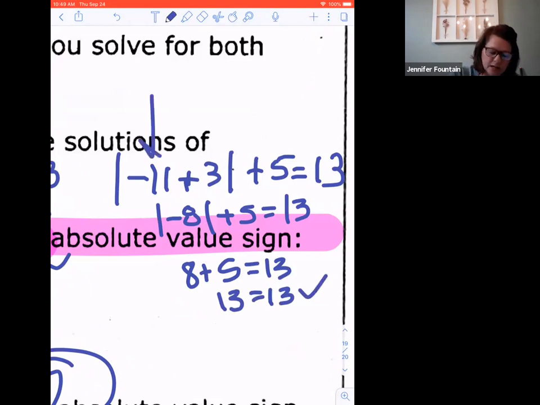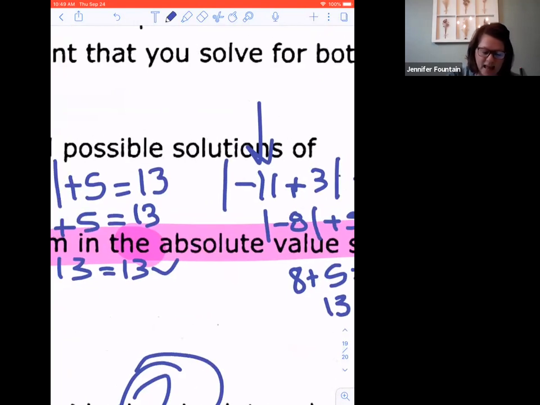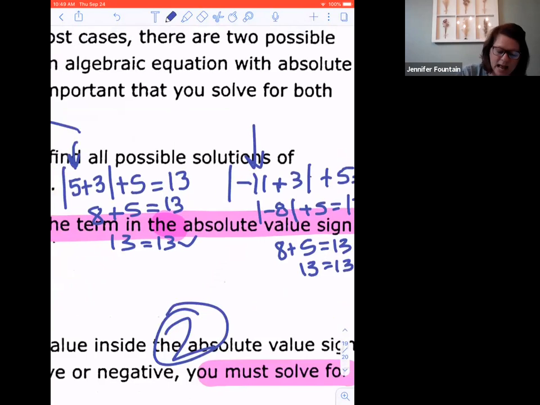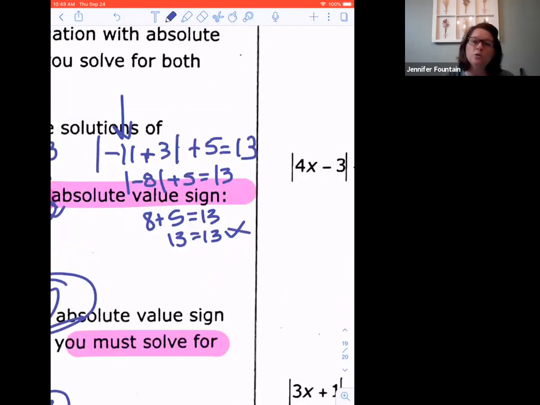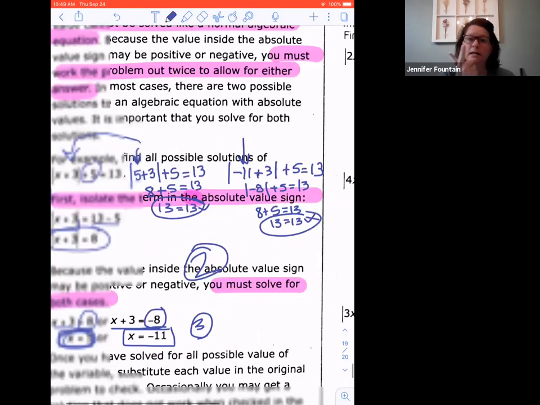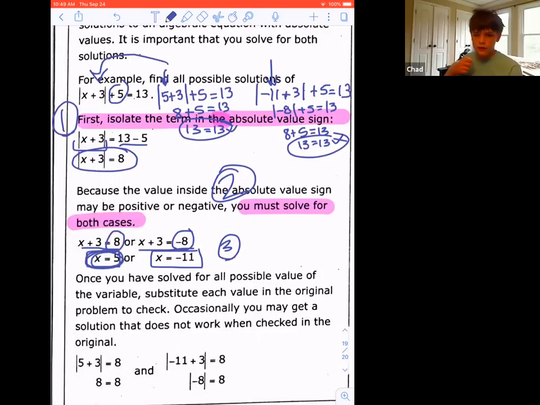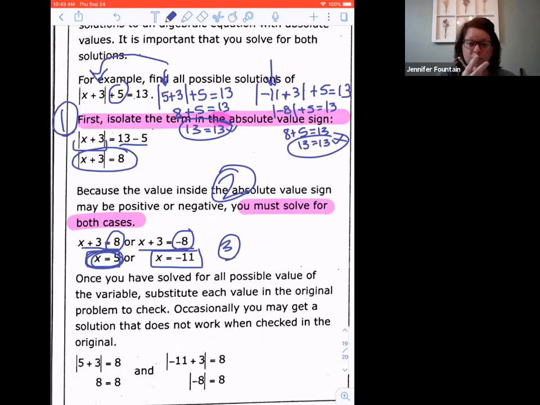So see, when we plugged in negative 5 and negative 11, I still got true statements. So that's a way you can check. You can just go back and plug in your x values. Okay, so step 1, I'm sorry? So, like, is there one answer or are there two answers? There are 2 possible answers.